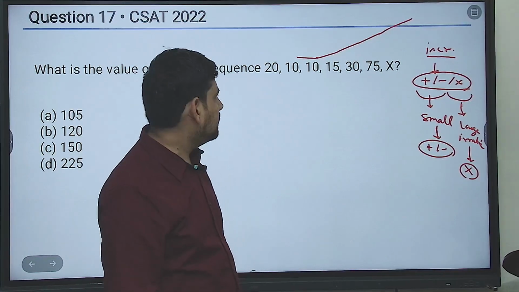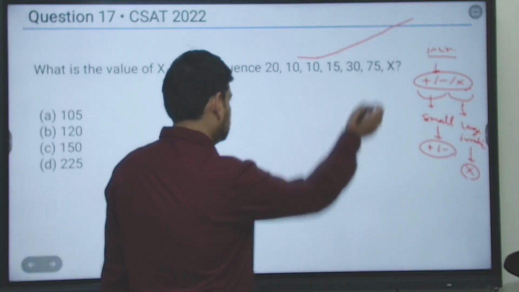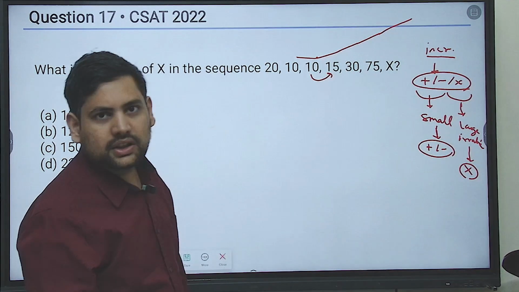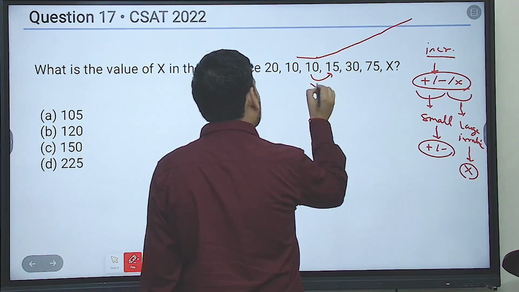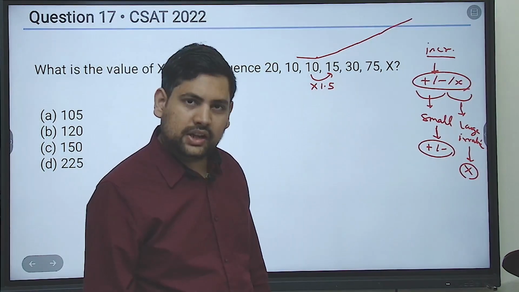Let's think in terms of multiplication. Ignore the first term again. Start from here and let's try to find out. So in multiplication, how do you go from 10 to 15? 10 से 15 कैसे पहुंचेंगे? Multiplication. So the only possibility, of course, is into 1.5. Into 1.5 will take my 10 to 15.